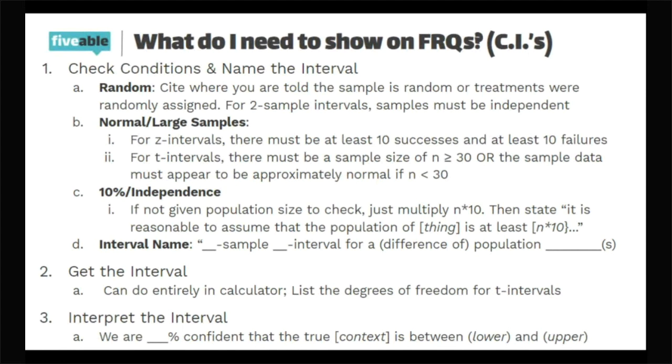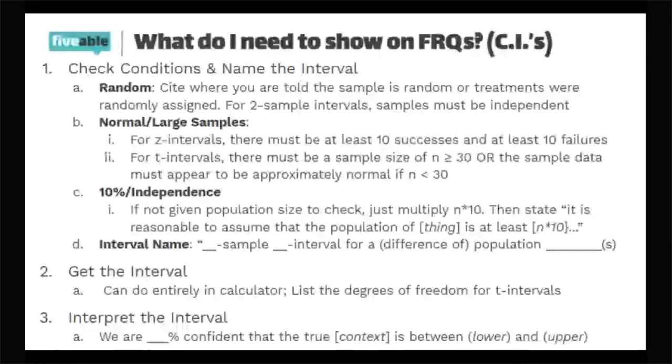Yep, true. True is there to show that you're making some kind of conclusion about the entire population or entire parameter. Comments, questions, concerns? Feeling this in the chat. You have to include true? You can replace the word true with population.